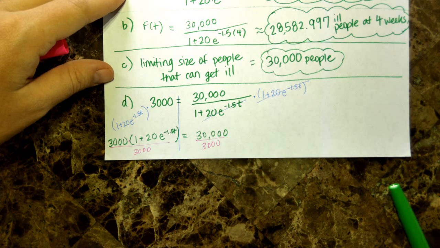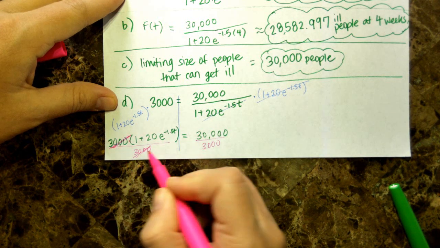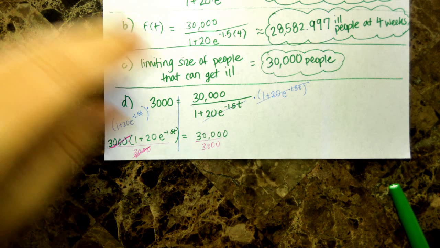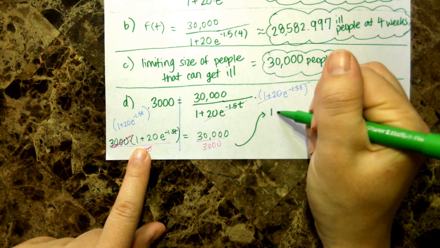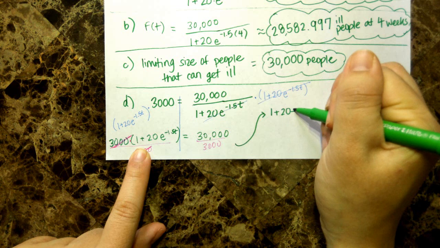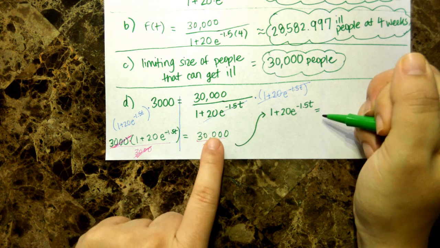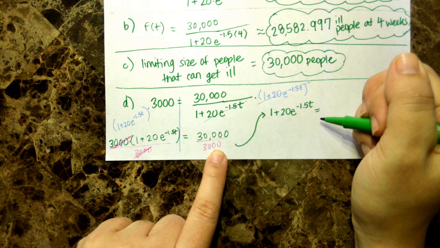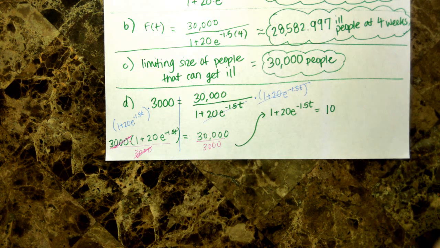Okay. And 3,000 divided by itself, those cancel out. It's just one whole. And I'm going to write out here to the side. I am now left with 1 plus 20 times e to the negative 1.5t is equal to 30,000 divided by 3,000. You can use your calculator if you need to, but I already know that's just 10.